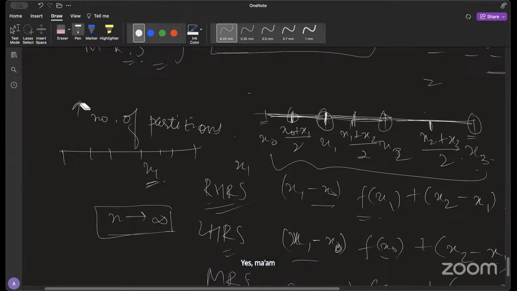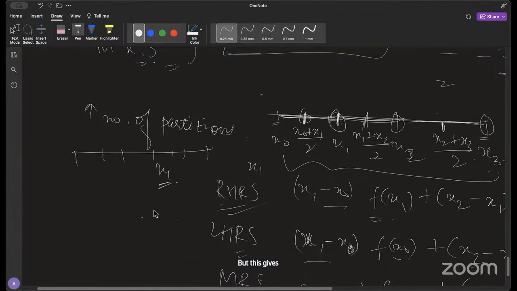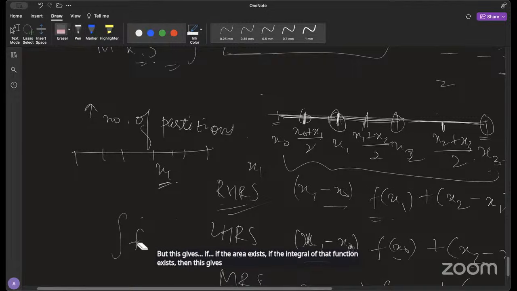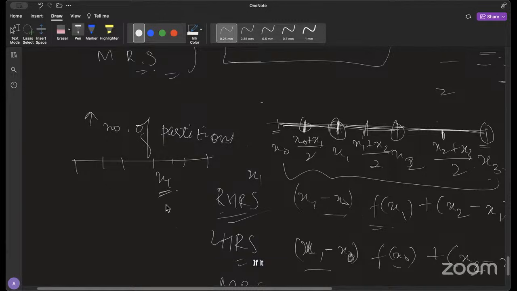At the end of the day, this is the approximate area, no? But if the integral of that function exists, then it gives you the exact area. Out of the right, left, and center, the most accurate one depends on the function. You can't just predict by left or right.